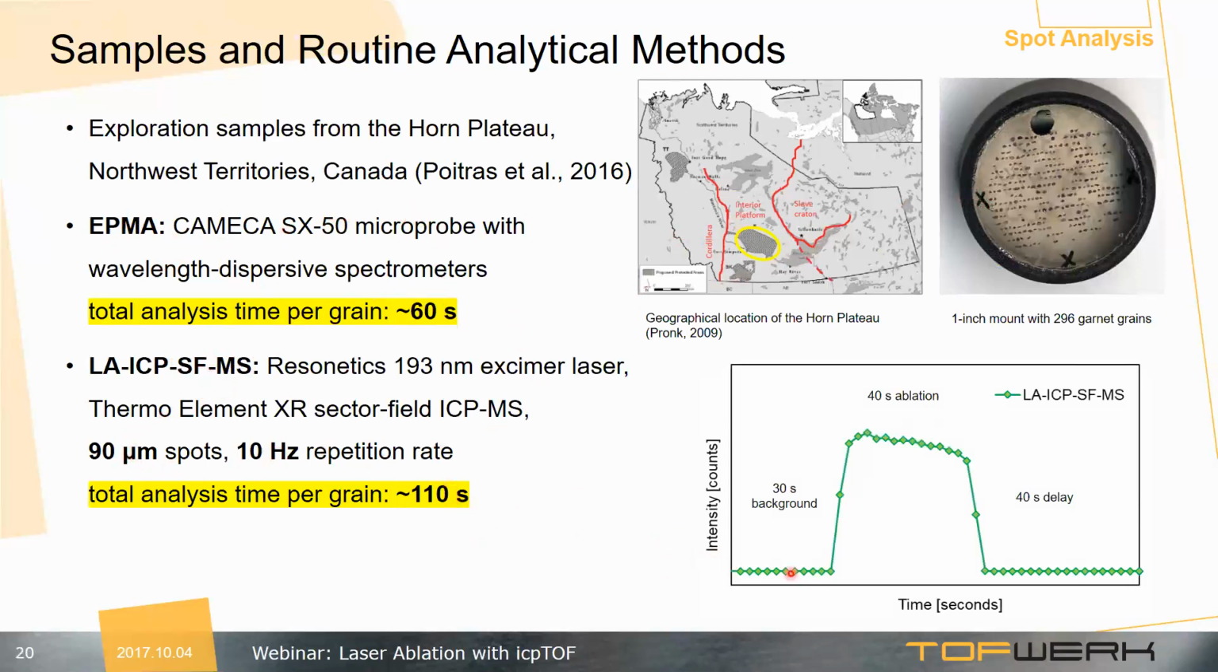The way this was done, first, they recorded 30 seconds of background, then they ablated on the sample for 40 seconds, using the 10 Hertz repetition rate. And then they had to wait for another 40 seconds for all the sample to be washed out of the cell. So all in all, you have over 3 minutes for full characterization of one garnet grain.